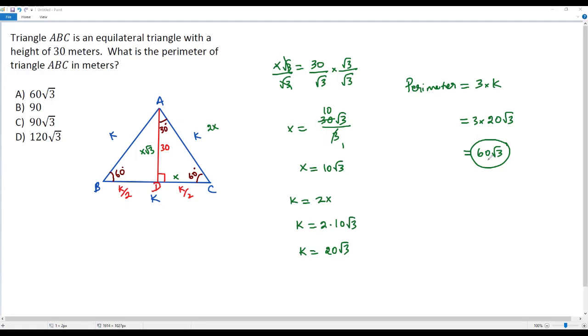And we find this 60 times square root of 3 in answer choice A. The correct answer choice for this question is A.